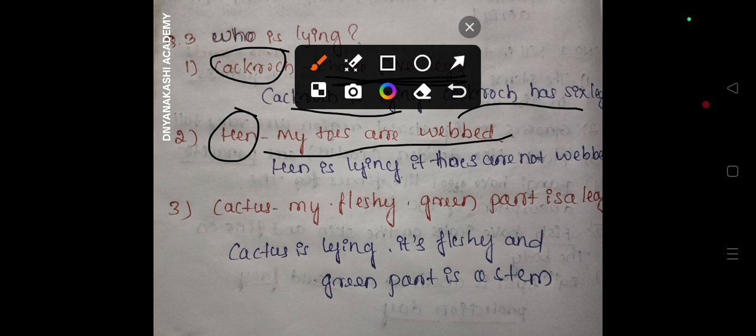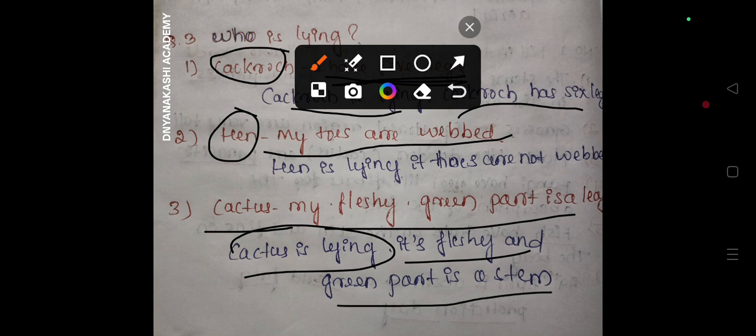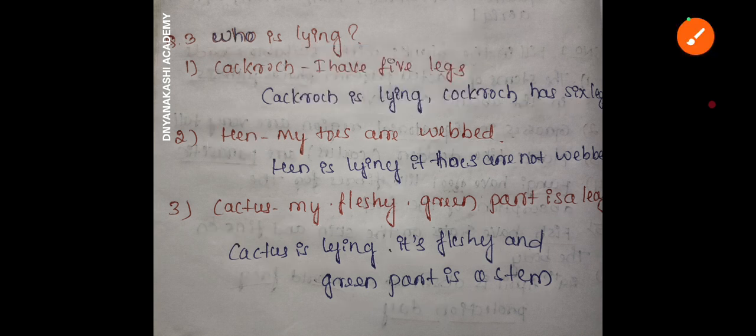Next, the third one is cactus. My fleshy green part is leaves. Cactus is a layer, yes. The fleshy and green part is the stem. In a cactus plant, the fleshy green part is the stem. These cactus stems are very green and store the water and fruits. Like this, these questions also arise in this chapter.